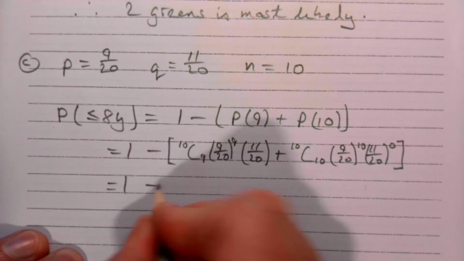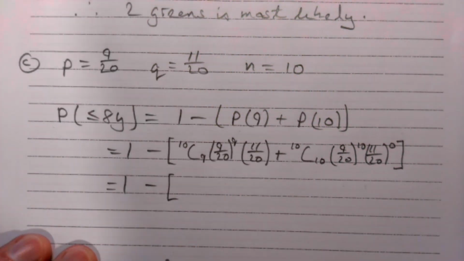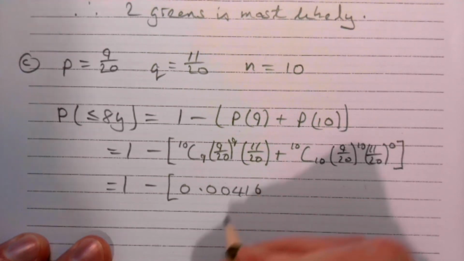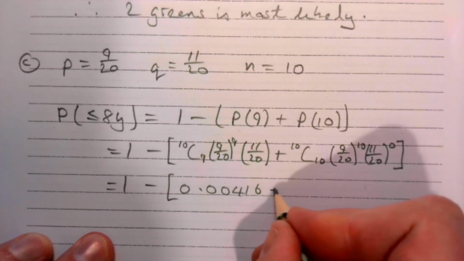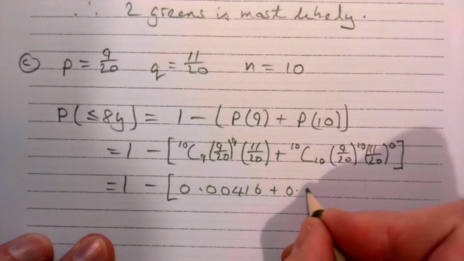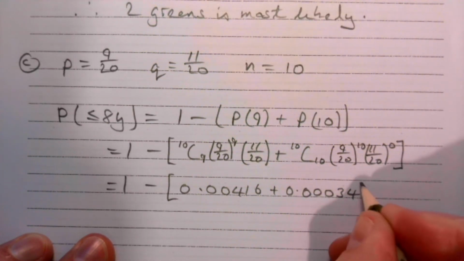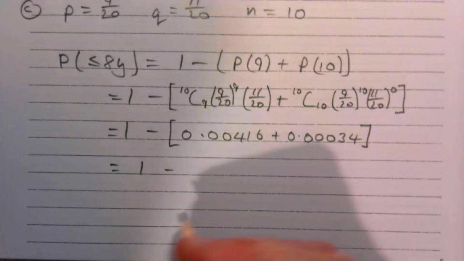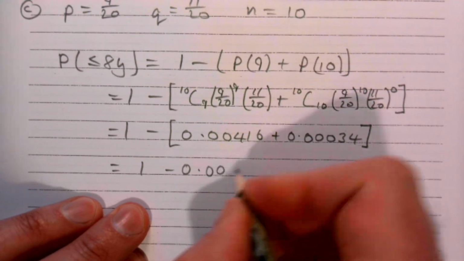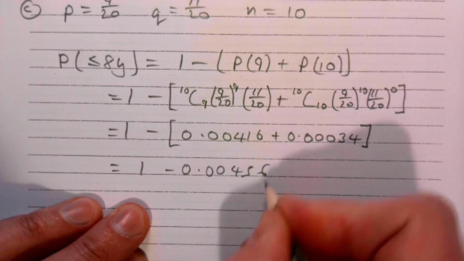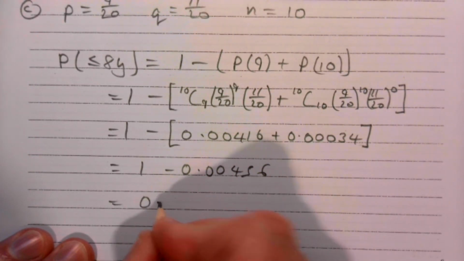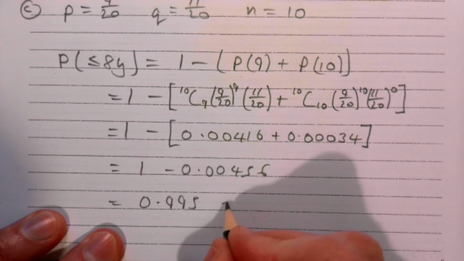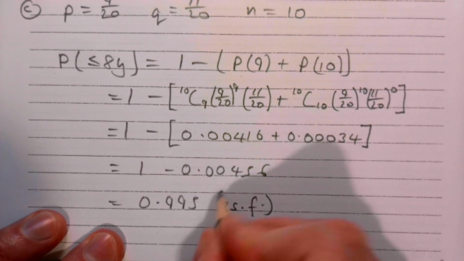And we would have that. Putting those numbers into your calculator, 0.00416 plus 0.00034 gives us 1 minus 0.00456, which is 0.995 to 3 significant figures.